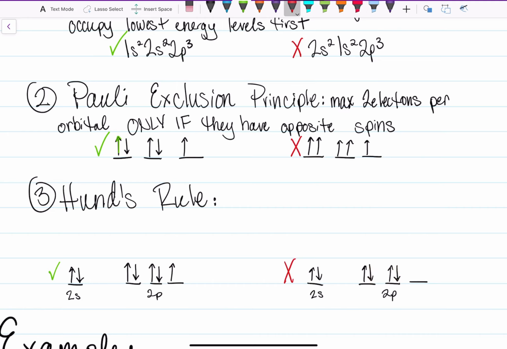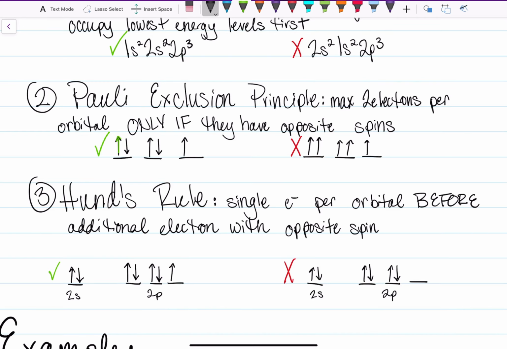So the reason I like to call this one the Beyonce rule is because it's all the single electrons. So single electrons first across a sublevel before you start pairing the electrons up. So a single electron per orbital before additional electron with an opposite spin can join it. So all the single electrons first before you start pairing them up.